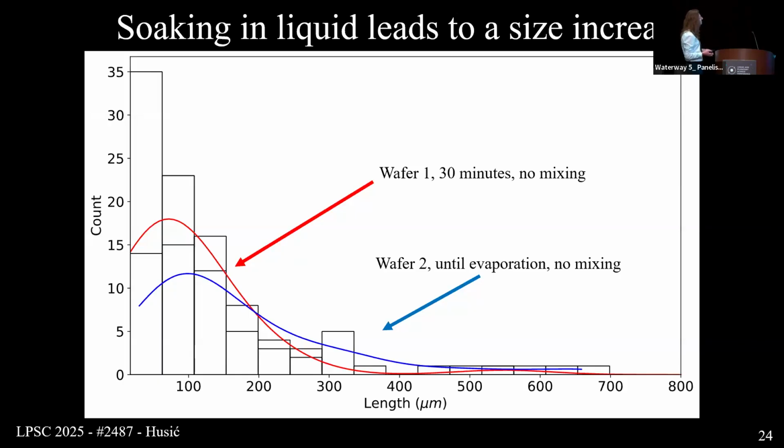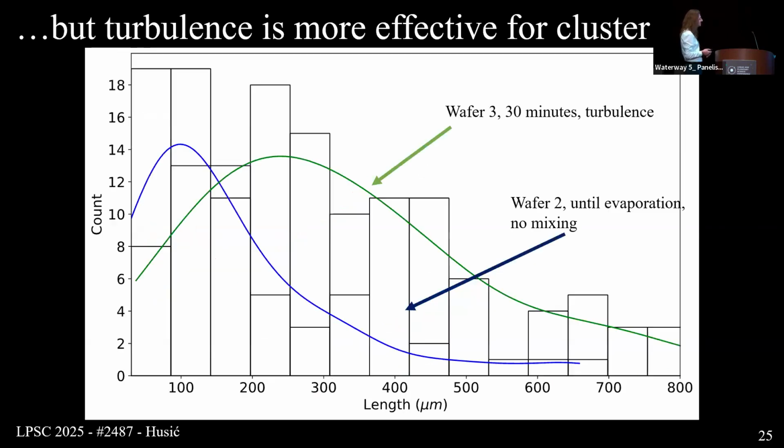And so when we do, oh, my colors went away. Well, these had colors at some point, but I guess not anymore. When you do the mixing, the red one is 30 minutes no mixing. You can see the peak shifts once you allow it to evaporate. So we think time in the liquid plays a big difference. And then once you add the mixing, that's even more important than the time.